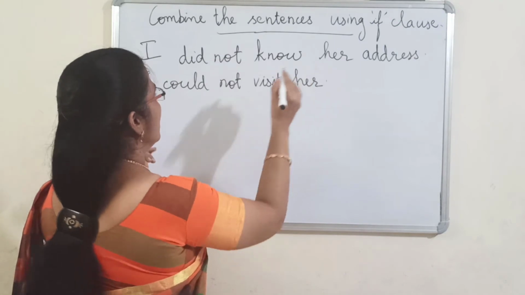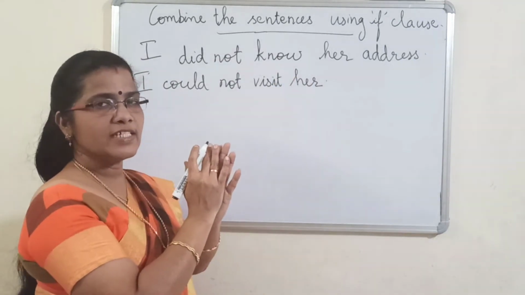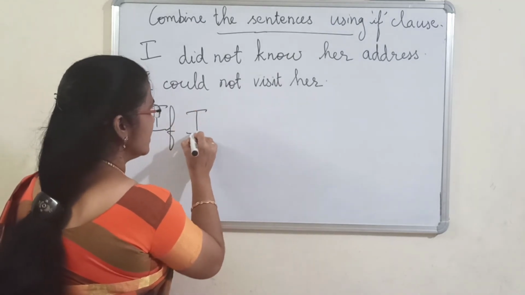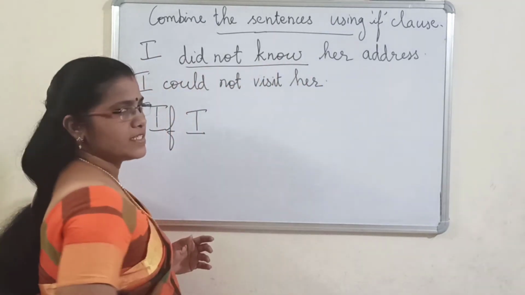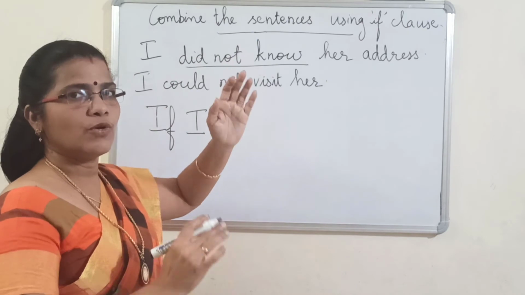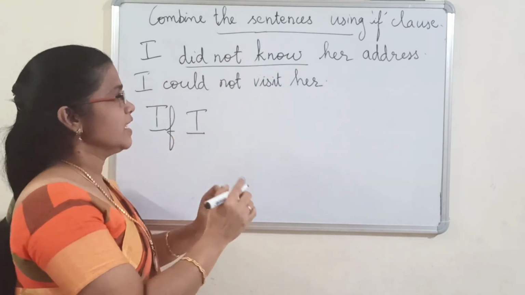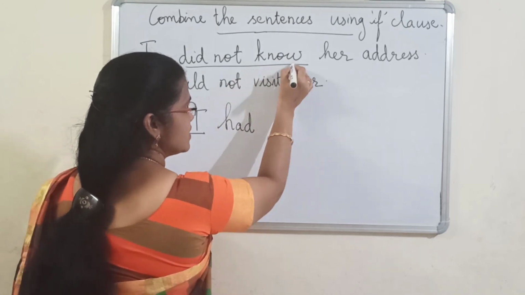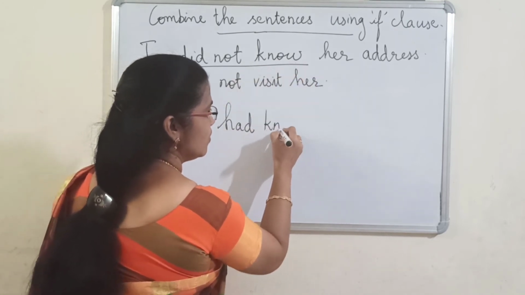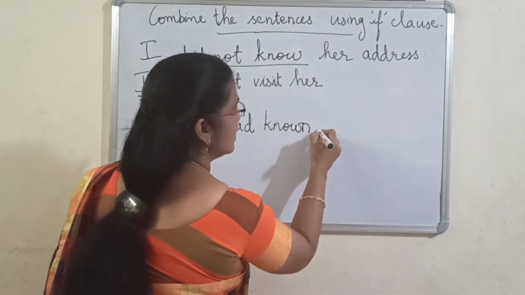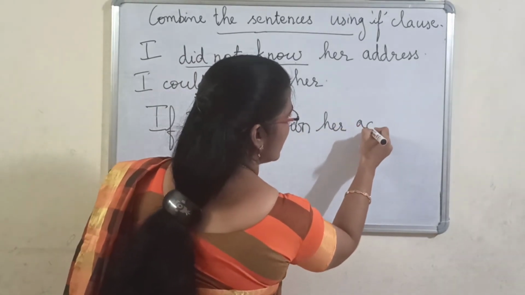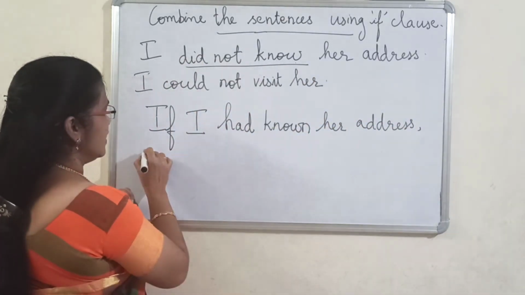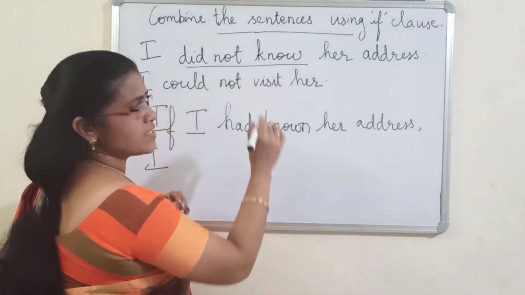I did not know her address. Now I am going to combine the sentence using if. If I, right. Now did not know, that's simple past tense given. Now you are going to change this into type 3. Type 3, what's the tense form? Had. If I had, what is the past participle of know? Known. If I had known her address, right, I could not visit her is given here.